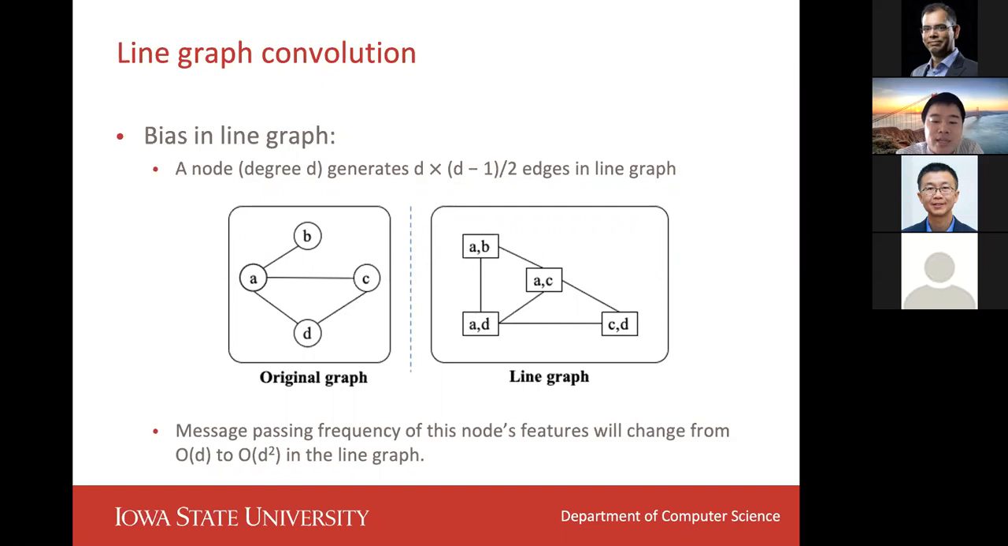When they do the message passing, the passing frequency of this node's data will be O(d squared) in the line graph. This means the data passed in the line graph will be overestimated, so node features will be overestimated in the line graph.